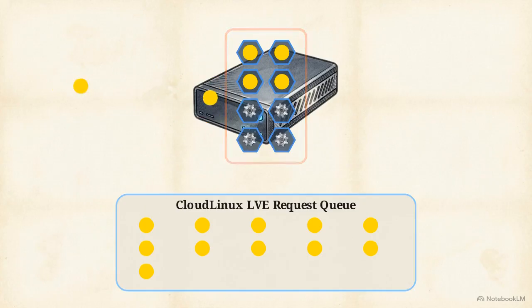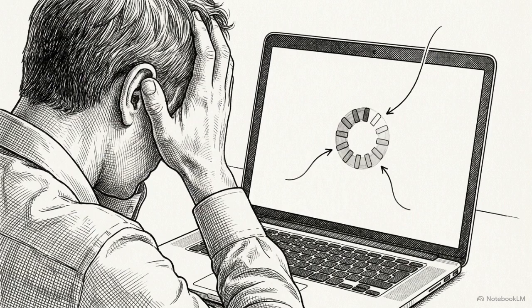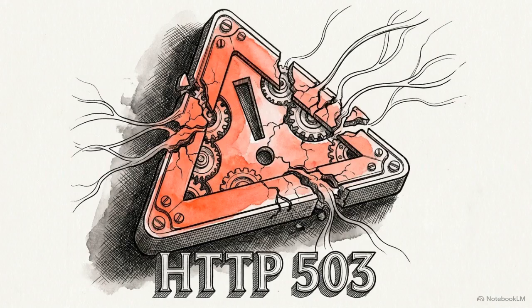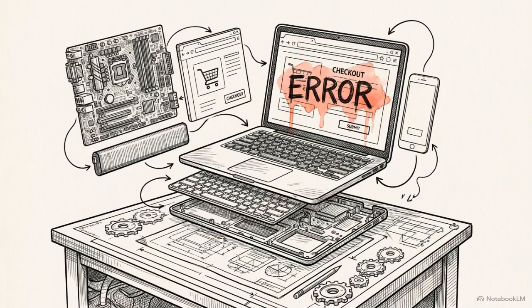They bounce off the full container and are forced into a waiting area, the server's CloudLinux LVE request queue. Visitors sit in this queue, staring at a loading screen. When the server's timeout window finally expires, the connection is dropped entirely, throwing a 503 service unavailable error. On a constrained plan, clicking Create Staging Site actively pushes your live paying visitors into a failure state.